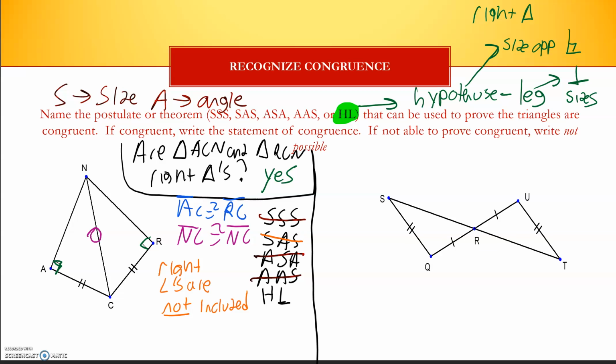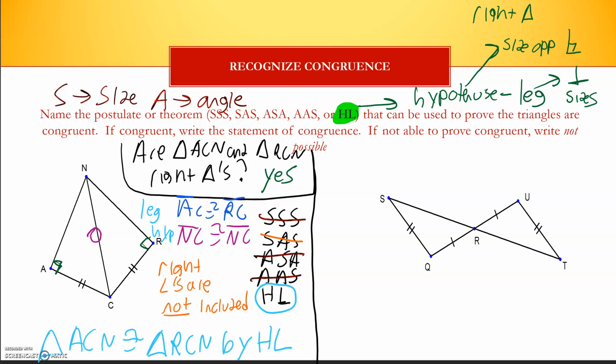Now, don't say that HL is it though. So this is technically SSA, which is not a thing except for the case of HL. The way that you tell this is to look at the two sides. You have AC and RC are legs because they're part of the right angle. NC is across from the right angle. It's the hypotenuse. We do have a congruent hypotenuse and leg. We can say that triangle ACN is congruent to triangle RCN by hypotenuse leg.